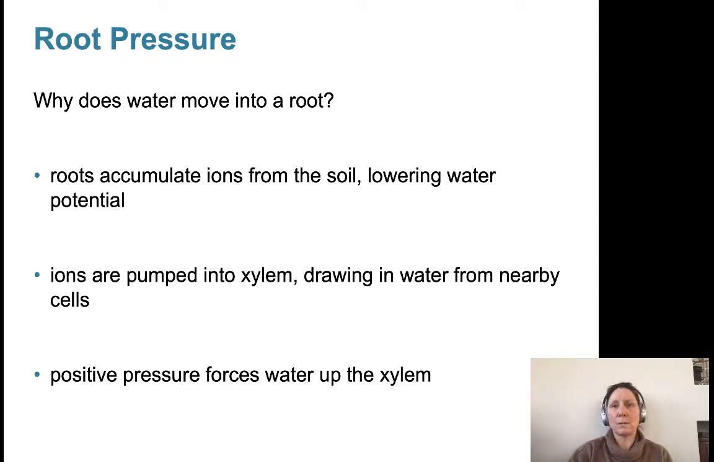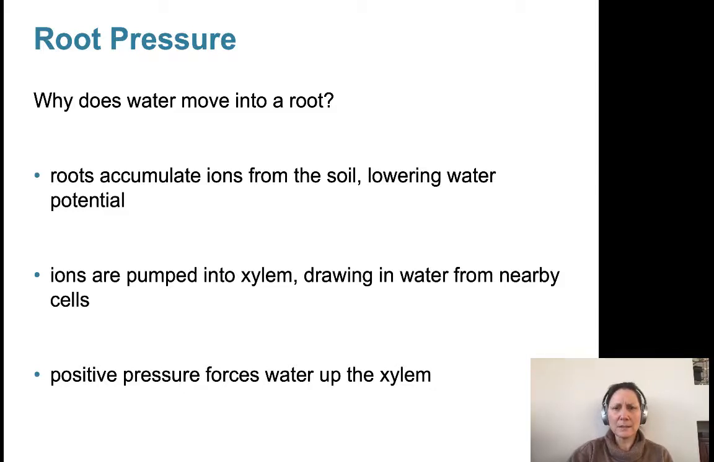But why does water move into the root? We've talked a little bit about this already, but just to review, roots accumulate ions from the soil, which lowers the water potential. And when that happens, ions are pumped into the xylem, drawing in water from nearby cells, and positive pressure forces the water up the xylem.